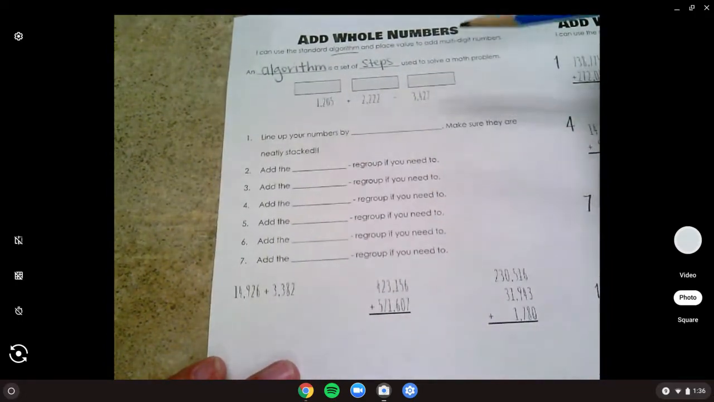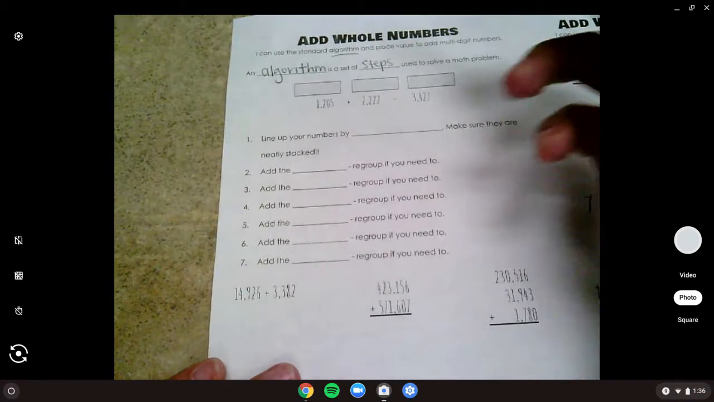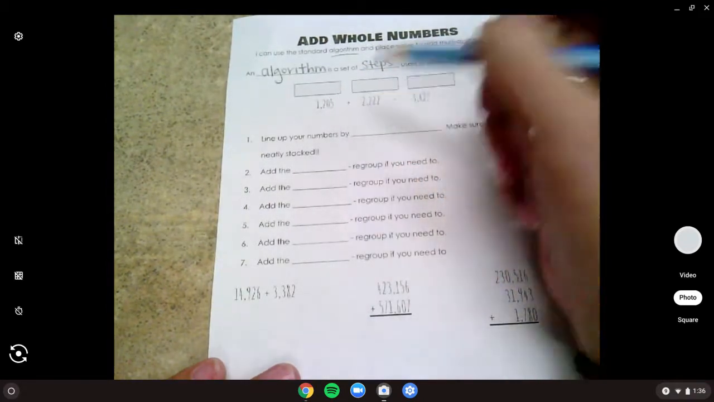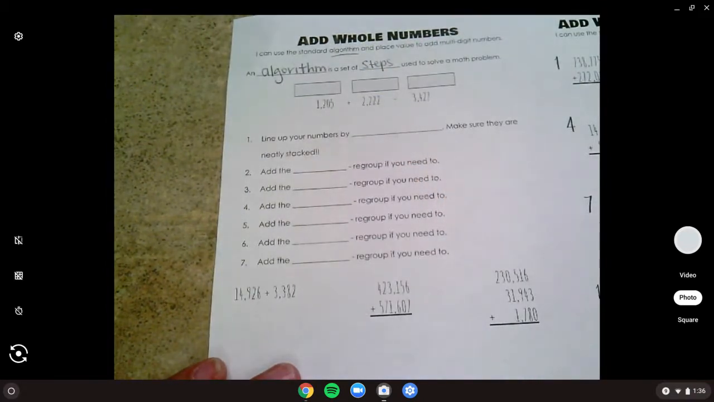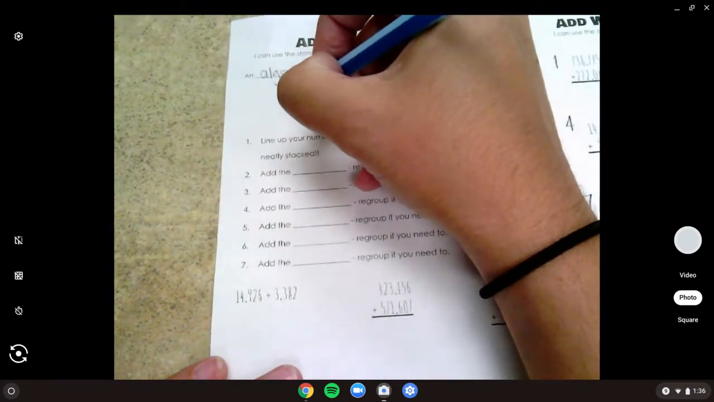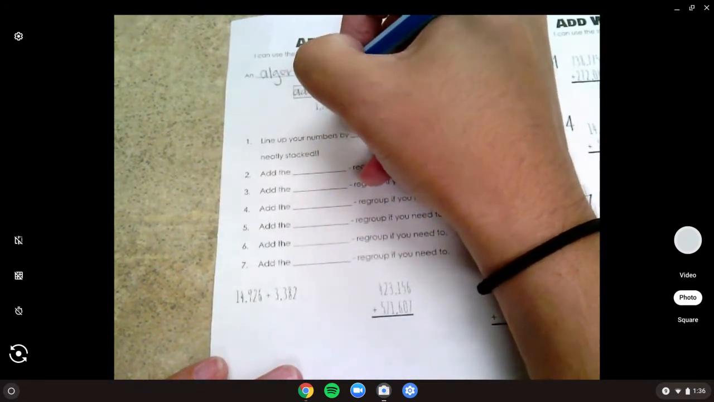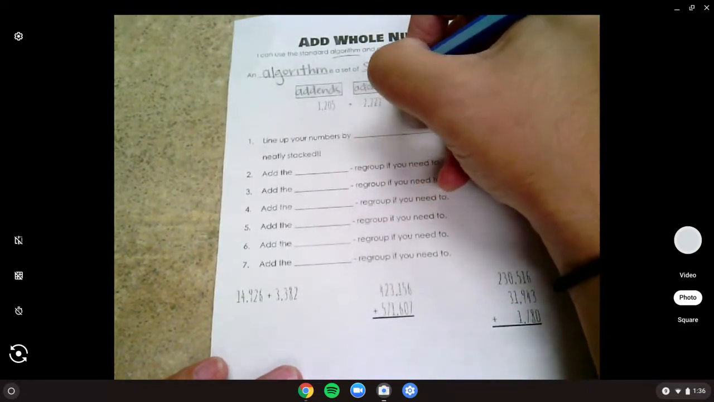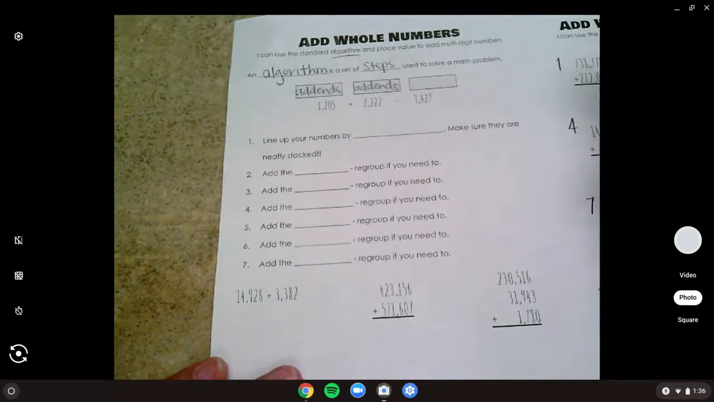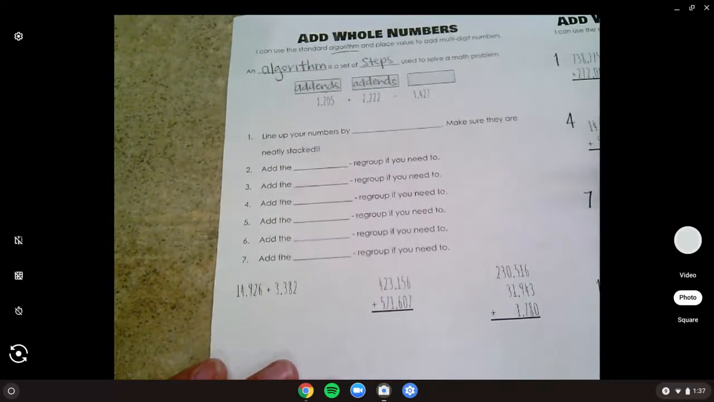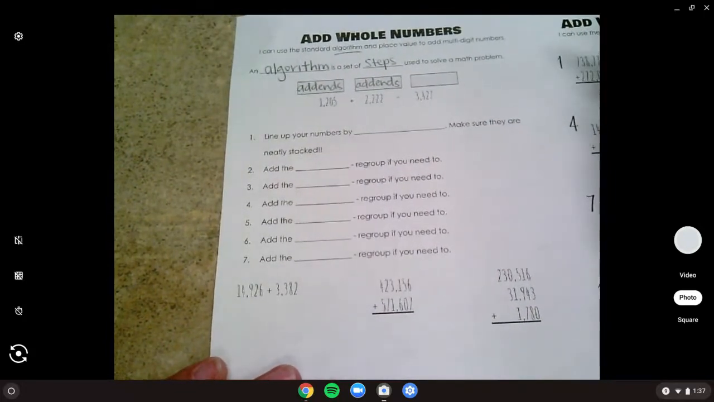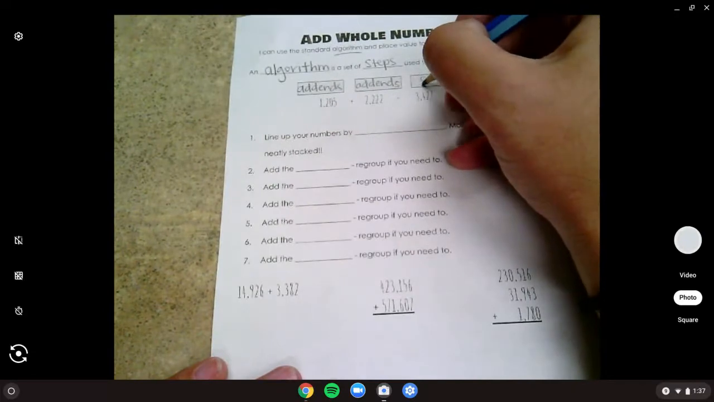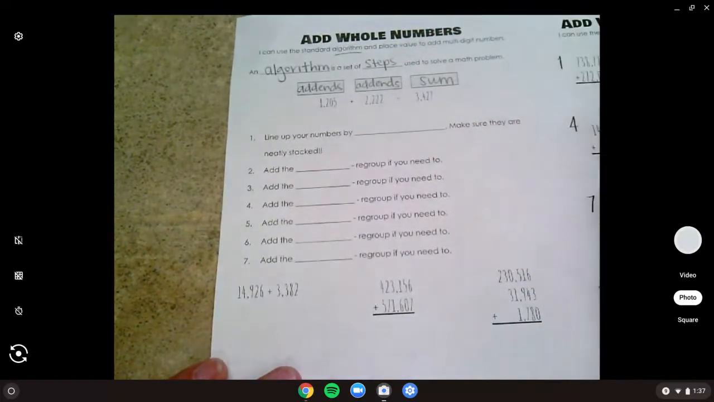Now let's review our vocab words when we have addition sentences. Do you remember what these two are called when we have our addition sentences? They are called add-ins, aren't they? I'm going to put add-ins in those boxes. Do you remember what the answer to an addition problem is? That's our sum. So I'm going to write S-U-M.